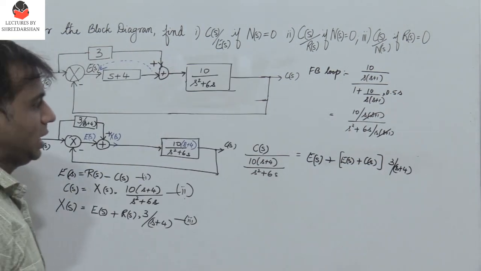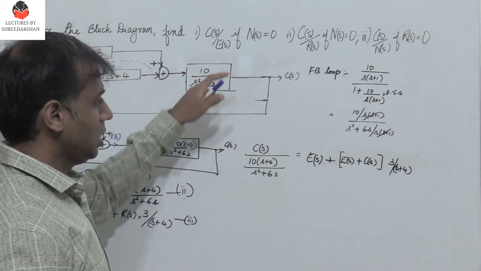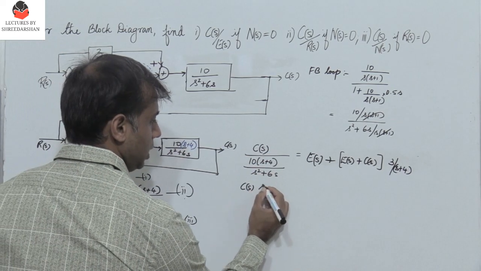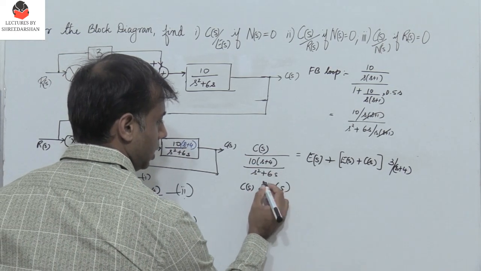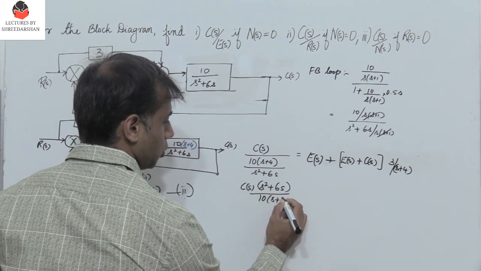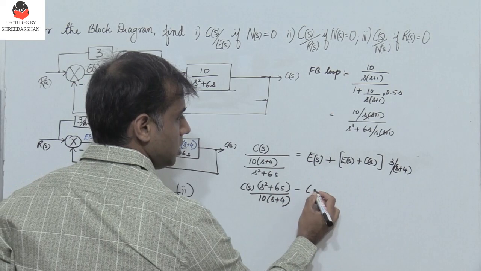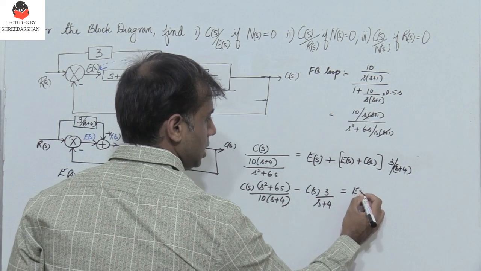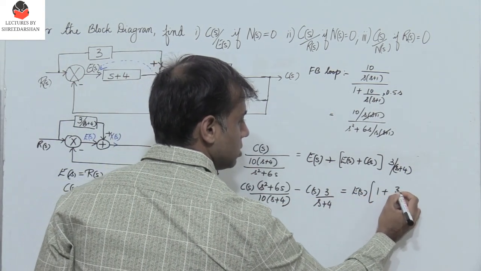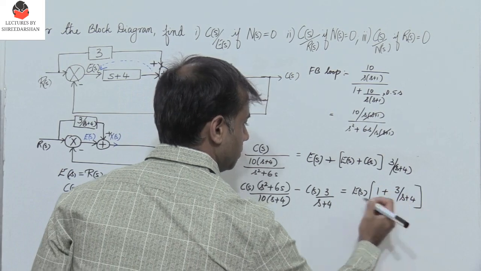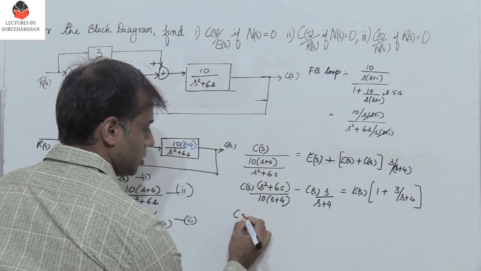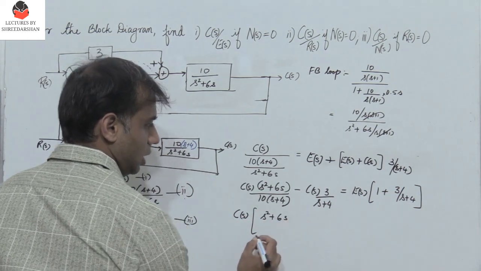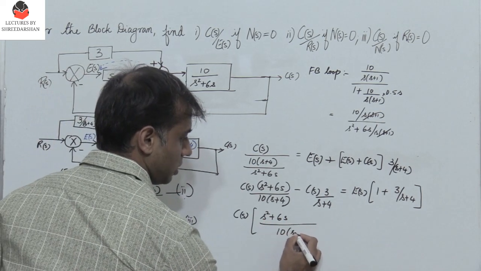So from this expression we need C(s) alone by E(s). So let me take all the C(s) terms to the LHS. I have C(s) into (s²+6s) divided by 10(s+4) minus C(s) into 3 divided by s+4 equals E(s) into 1 plus 3 divided by s+4. If I simplify this, I get C(s) common. So I have s²+6s. If I take the LCM, I get 10(s+4).